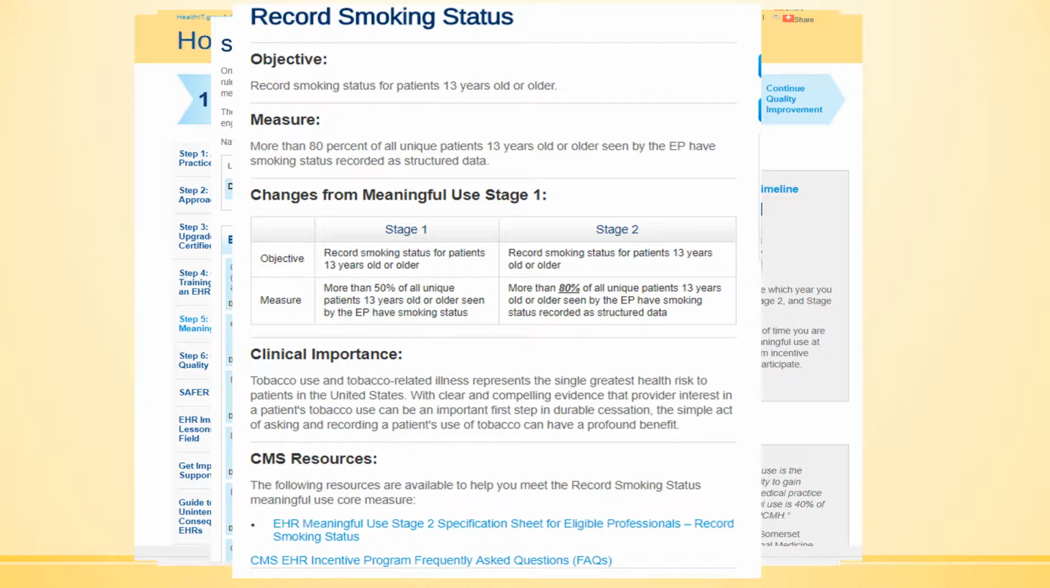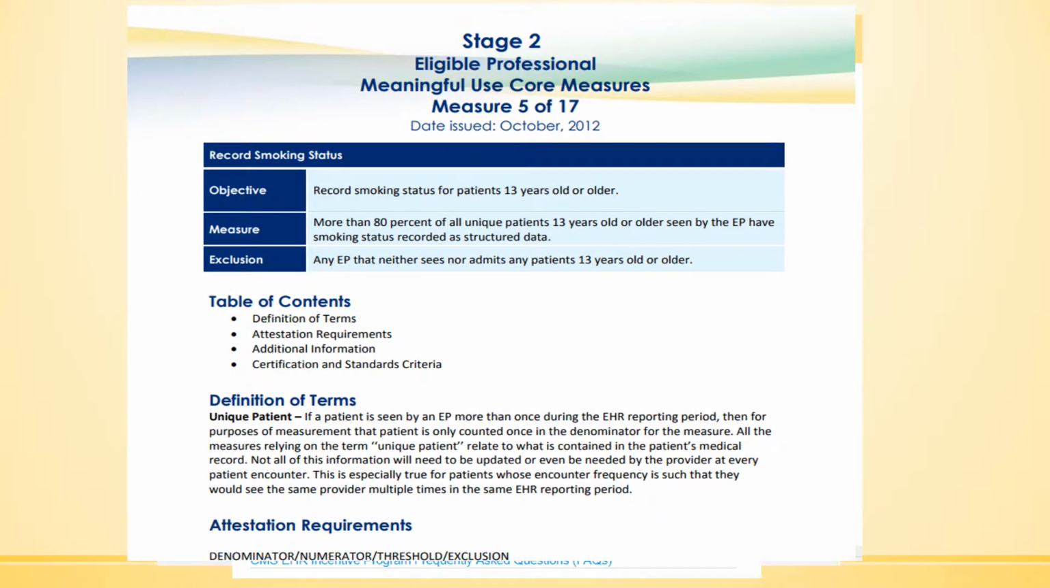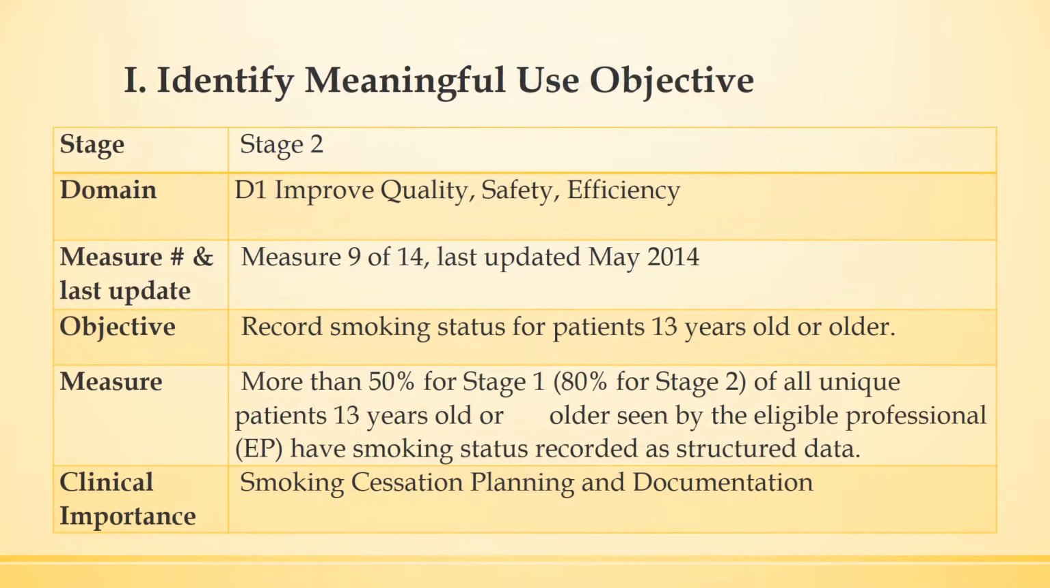Next, towards the bottom of the page, you'll see CMS Resources, EHR Meaningful Use Stage 2 Specification Sheet for Eligible Professionals. You will want to click on that. The specification sheet provides important information for you to understand the meaningful use objective and to complete your assignment. This is the table that you will complete with the information you obtain about the meaningful use objective you selected for your assignment. As you can see here, this is the information for smoking status.